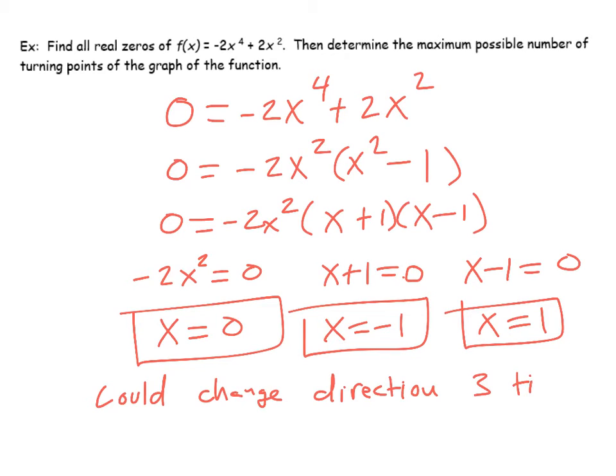Three times, okay? Technically speaking, we're not going to get real deep into this idea. Could be fewer, quite honestly. It could be fewer than that. Can't be more, right? This is a 4th degree polynomial, so one thing that is not possible is for it to change direction 4 or more times. Not going to happen. At most 3, okay?